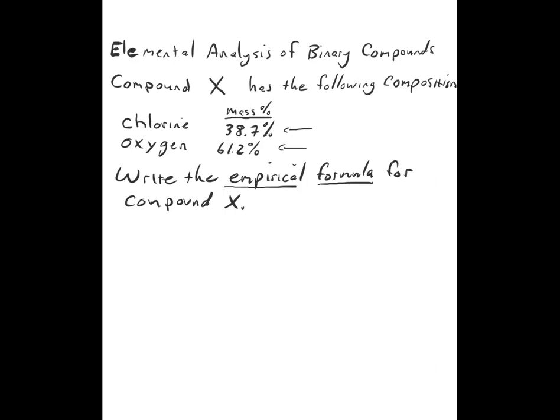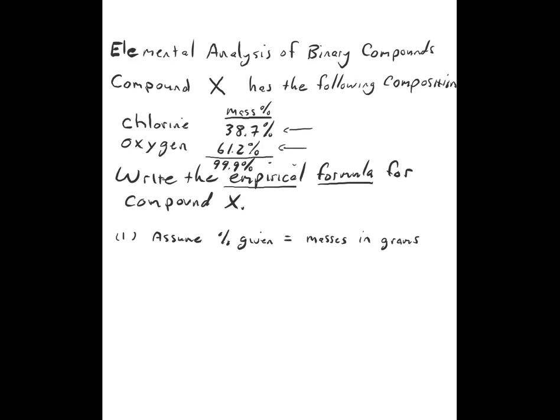If you look at these two numbers, they add up pretty close to 100%. It's 99.9%. So what I'm going to suggest you do in step 1 is assume that the percentages that are given are equal to the masses in units of grams. That's your first step when you approach this problem.